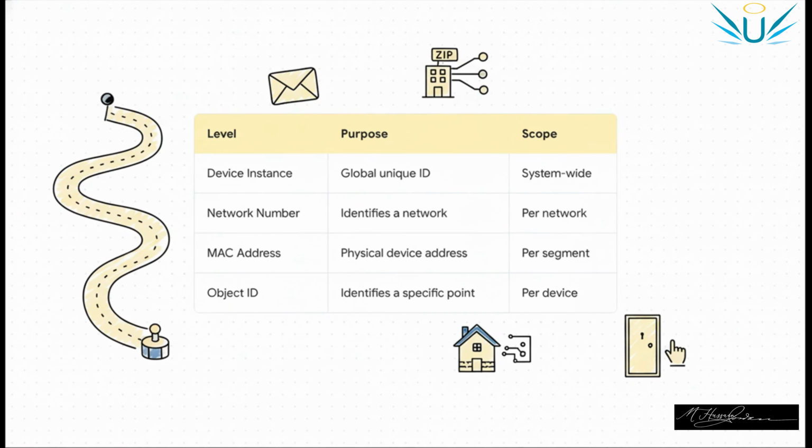Okay, so here's the whole shebang. This is the complete roadmap of a BACnet address. Think of it just like writing a letter. You've got the person's name, that's the device instance. You've got the zip code, that's the network number. The street address is the MAC address. And that last piece, the object ID, well, that's like specifying which person in the house the letter is actually for. Let's dig into each one.